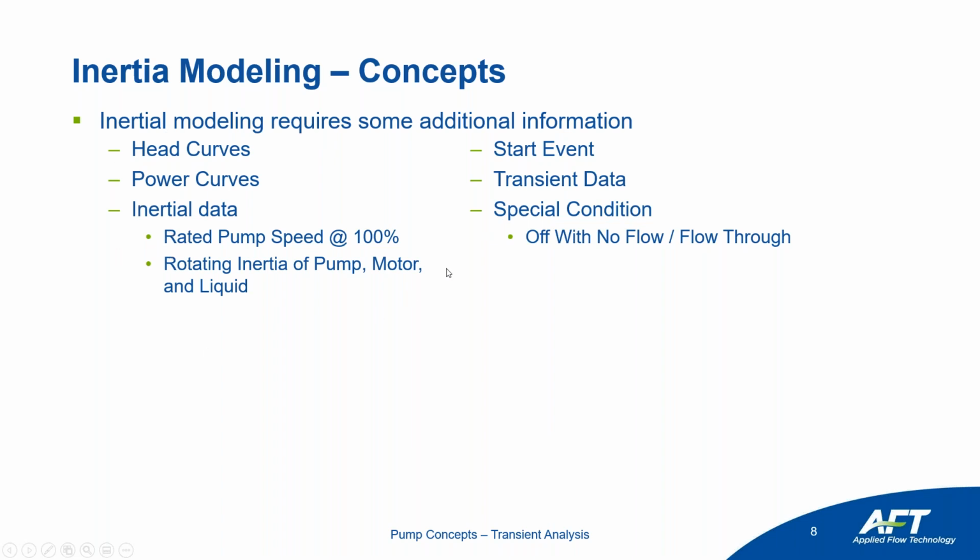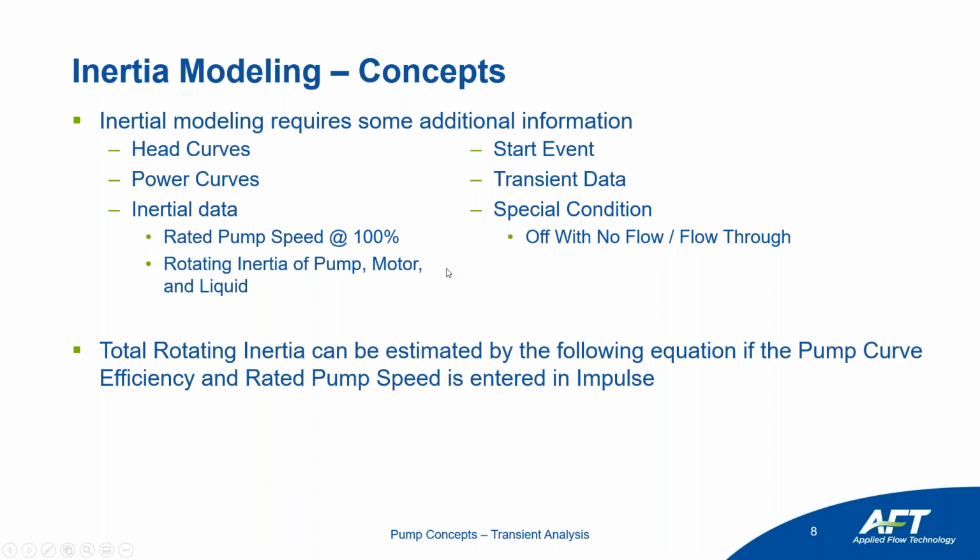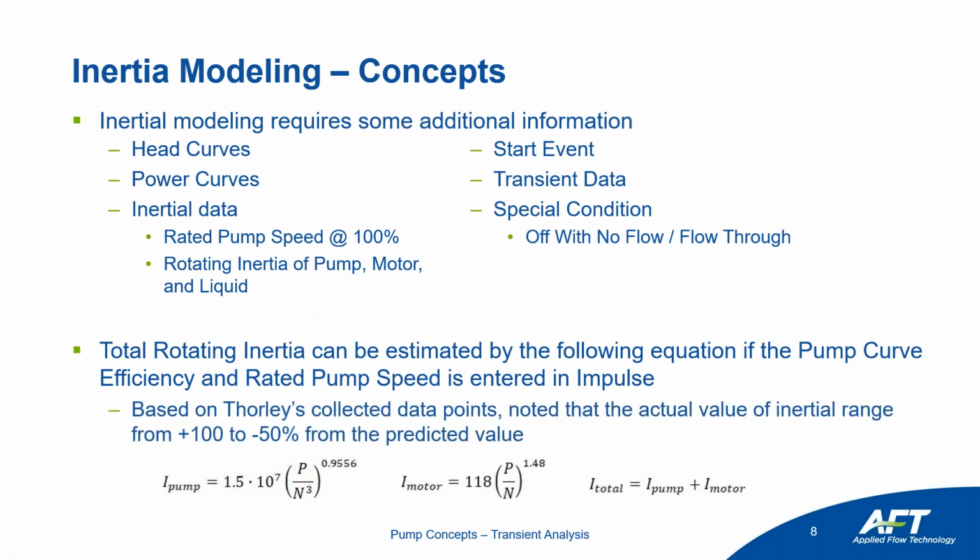but some things you may also need to estimate. So for example, total rotating inertia, that could be challenging to determine because it depends on the pump, depends on the motor, and the liquid that you're pumping. But it can be estimated based on things like the pump curve efficiency. That'll determine the best efficiency point, and then the rated pump speed. And from that, you can generate these relationships, which were determined from experimental correlation. So this comes from Thorley.